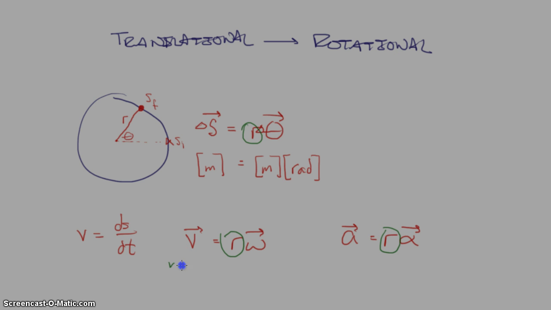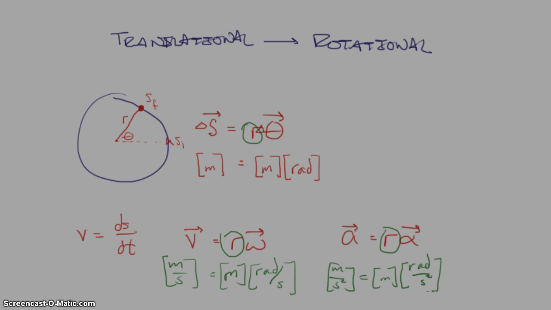Again, looking at units, I have meters per second, and that's going to equal, let's see, radius is in meters, and omega should be in radians per second. Now remember, that radian is a non-unit, so I have m times nothing over s, so meters per second. Similarly, meters per second squared equals meters times radian per second squared. So still dimensionally it works out.